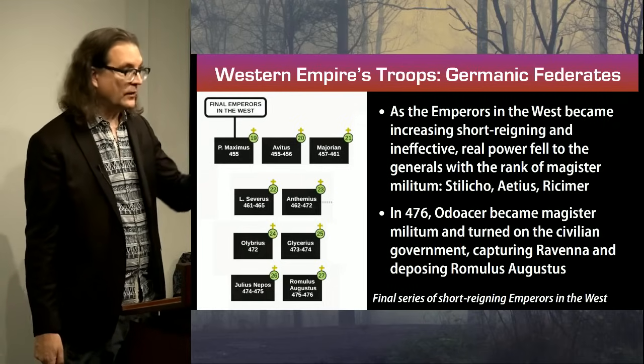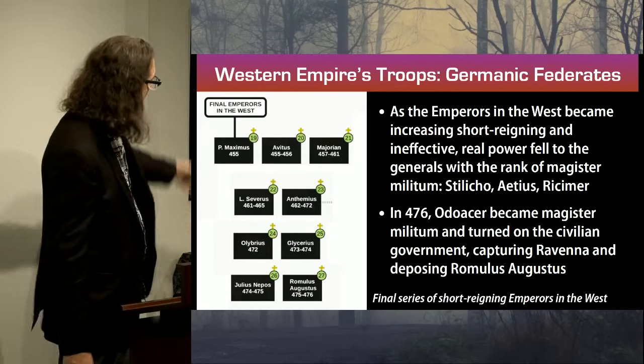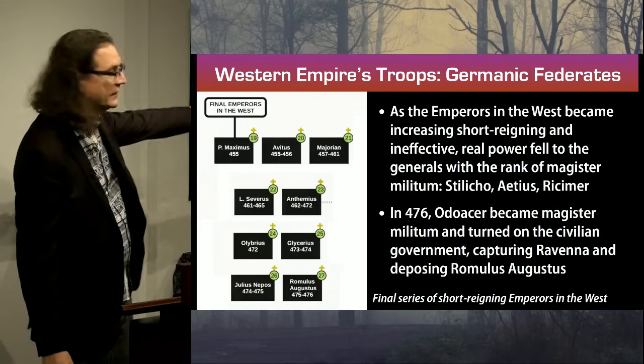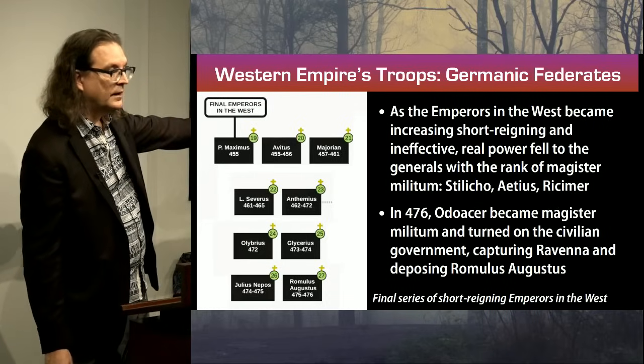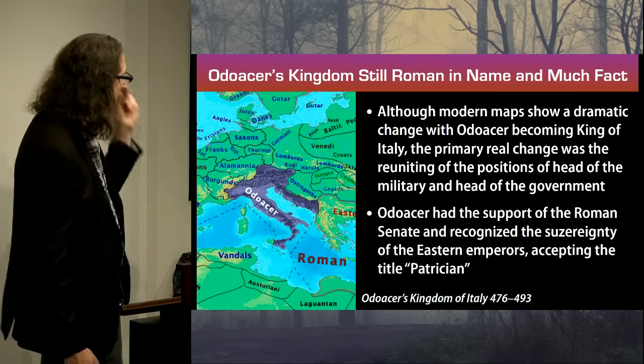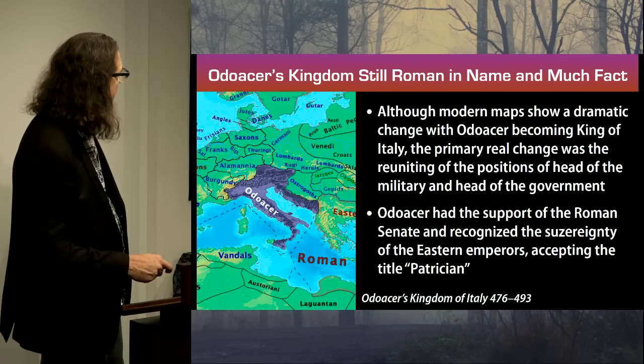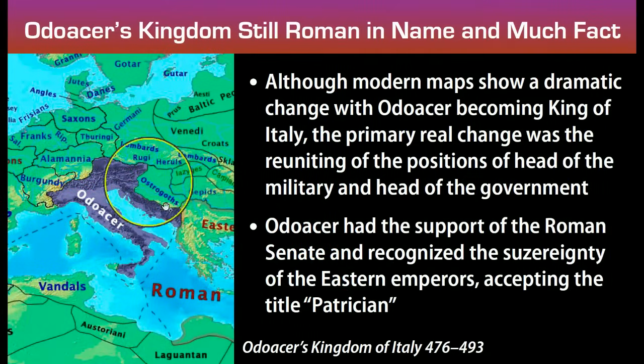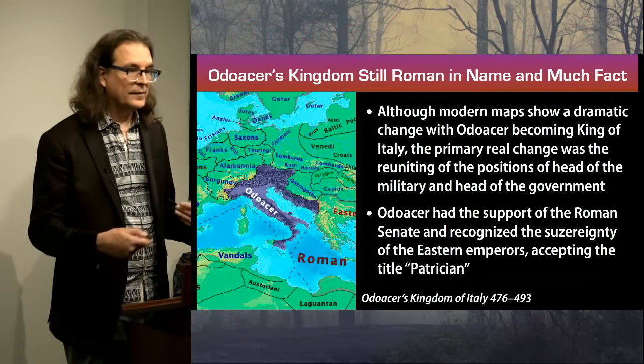But in any event, the main thing that's happened is this figurehead of the emperors, all these last guys who really aren't accomplishing anything, is gotten rid of, and the place where the real power is, the Magister Militum, is ruling outright. So again, although modern maps are going to show a very dramatic change, so now this is no longer the Roman Empire, it's now called the Kingdom of Odoacer, the primary change here is simply reuniting that position of the head of the military with the head of the government. So it's not like all the Romans are suddenly killed or something has happened.